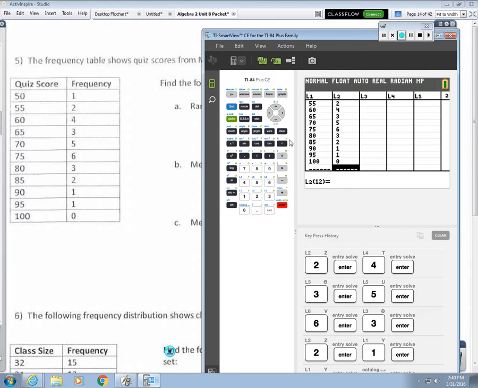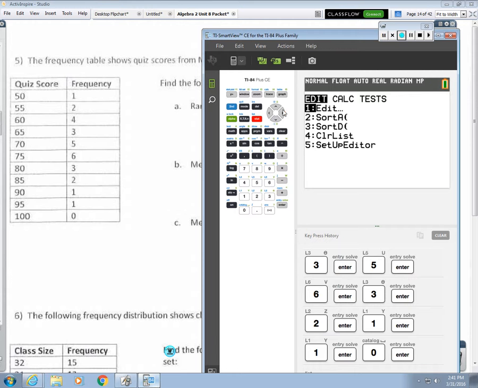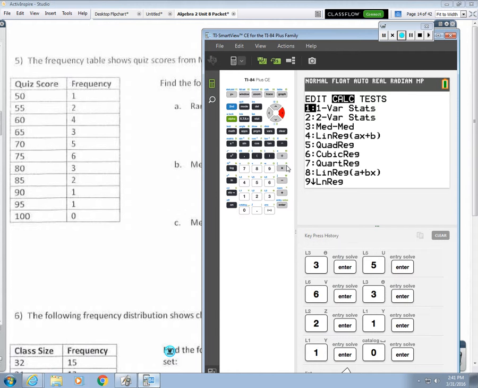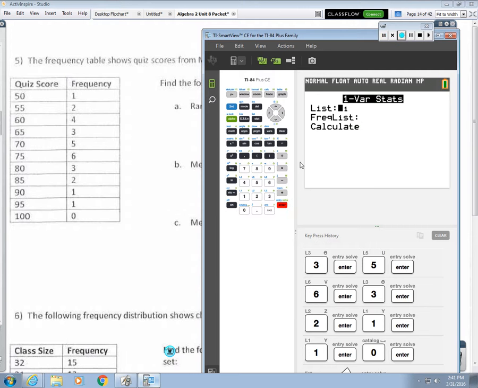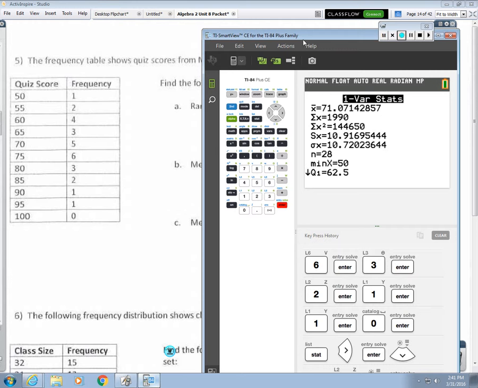Okay, so now that the data's in, what do I press? Stat, calc, one variable. It's still all just data from a test. Okay, and then this time though, we do a frequency list in L2. So second 2, we'll pull up L2, then calculate, and there's all your answers. So what's the mean?